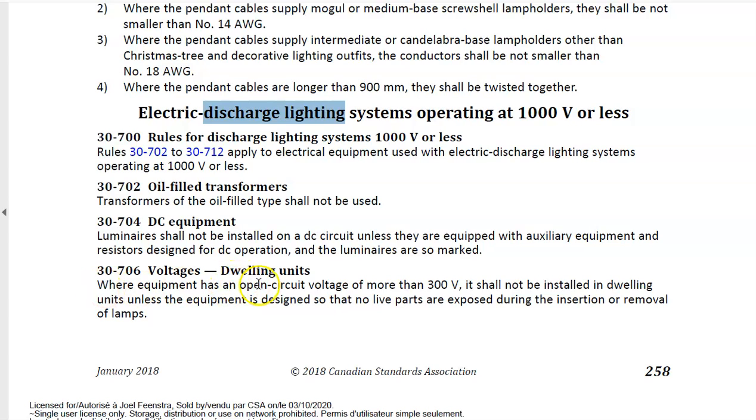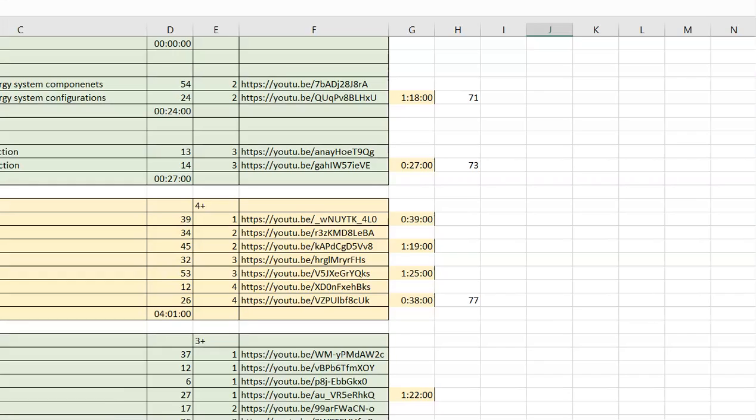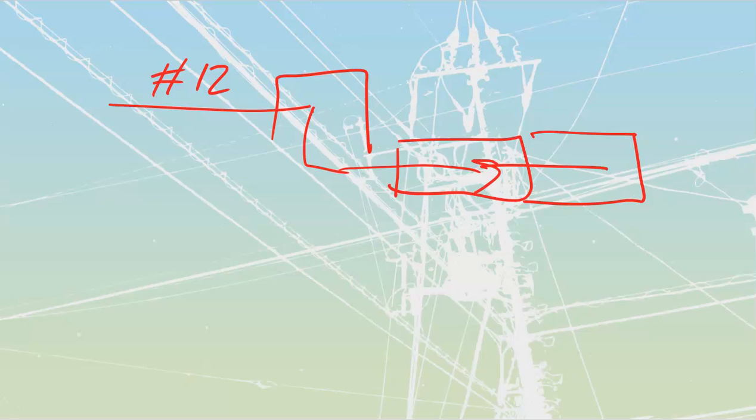Where equipment has an open circuit voltage of more than 300 volts, it shall not be installed inside of a dwelling unit unless the equipment is designed so that no live parts are exposed during the insertion or removal of lamps. What they are talking about here is not the voltage to ground that we are feeding it, because we're talking about a dwelling unit. That's still going to be limited to 150 volts as we saw before. What they're talking about is the end-to-end values that we are going to have.